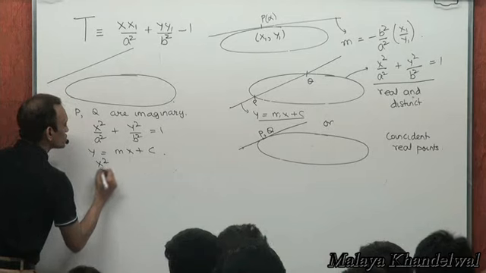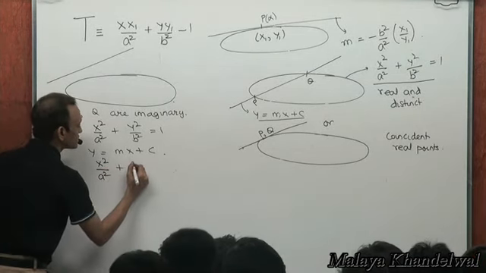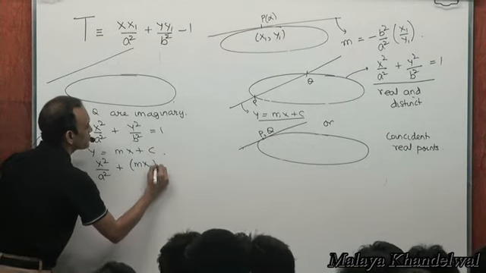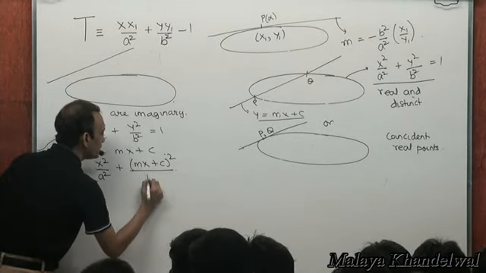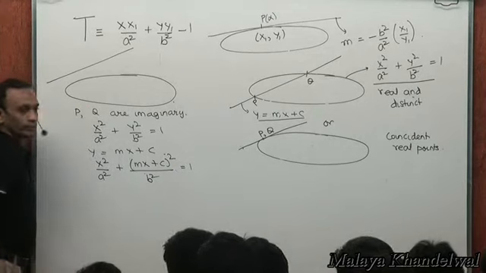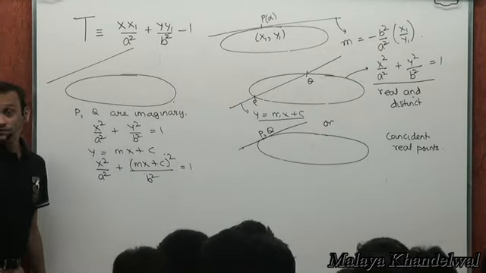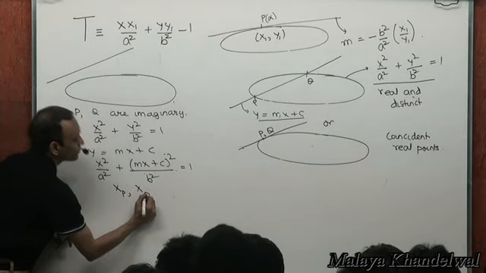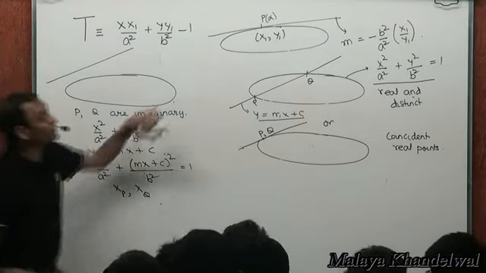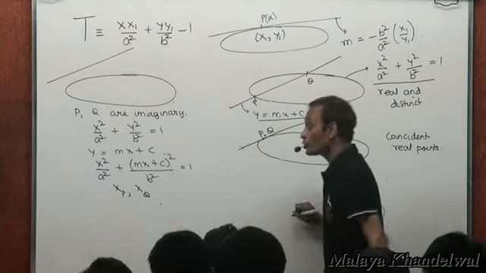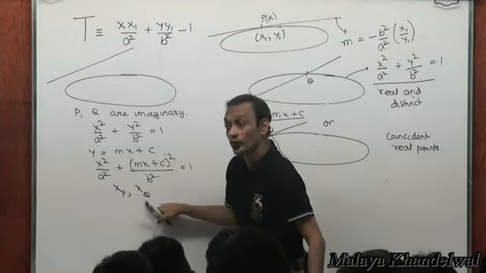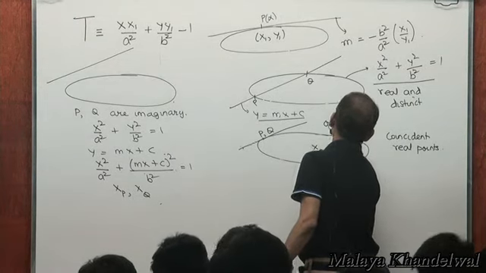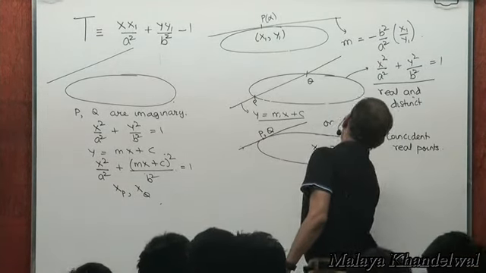That means on solving x squared by a squared plus y, where I replace y by mx plus c, that's the common point of intersection, whole squared by b squared equal to 1. It'll give me a quadratic in x. And the two values of x that I obtained would be x of p and x of q. Now, if x of p is equal to x of q and real, it'll be a tangent.